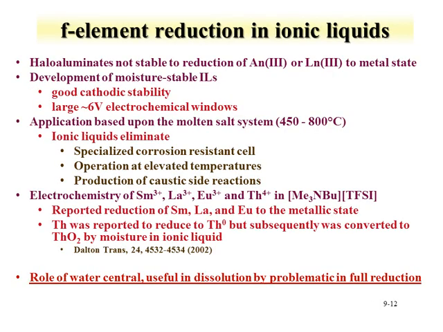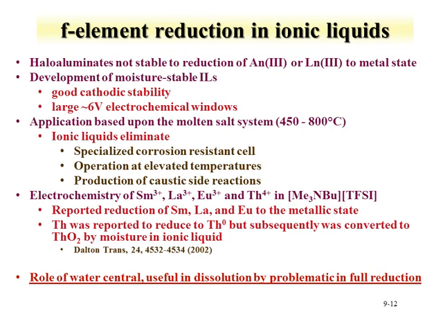As we stated in the previous slide, ionic liquids have evolved a bit since their initial conception about 100 years ago. The initial haloaluminates are not stable to reduction of the lanthanides or actinides to the metallic state. So for work that's similar to molten salt systems, one would want to develop ionic liquids that have good moisture stability, good cathodic stability, and a large electrochemical window, on the order of 6 volts, that allows the reduction of the actinides and lanthanides.